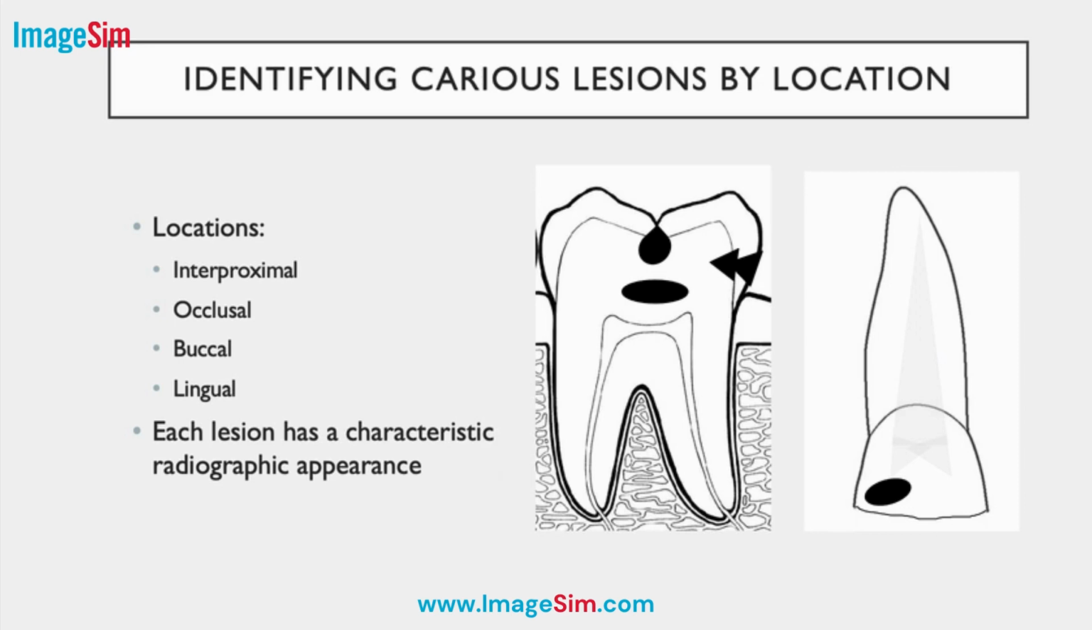Identifying carious lesions by location. In primary teeth, the common locations for dental caries include interproximal, occlusal, buccal, and lingual surfaces of the tooth. Each lesion has a characteristic radiographic appearance.